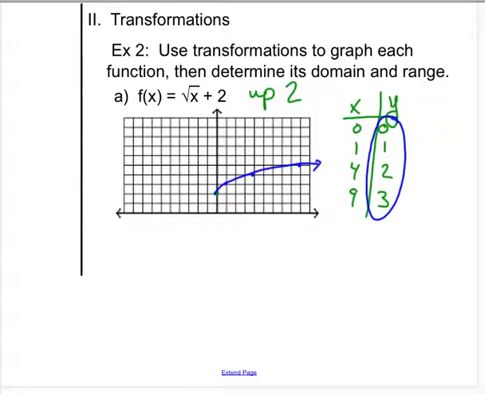All right, so now we're gonna take a look at domain and range. The input, again, it's still just the square root of x. So I can substitute any values that are greater than or equal to 0. But my range, because I shifted it up 2, my range shifts up 2 as well. All of my y values are greater than or equal to 2.